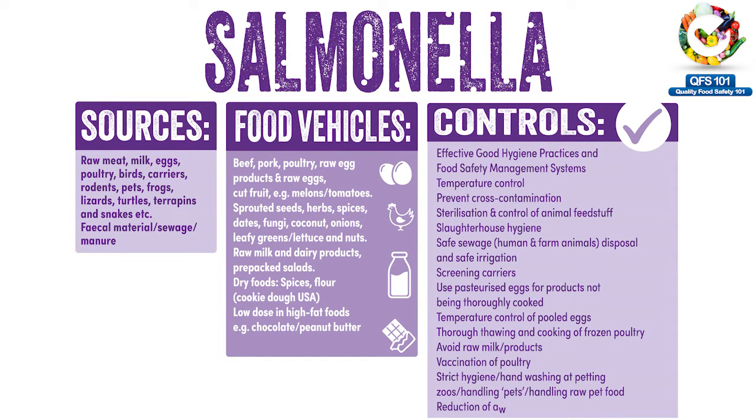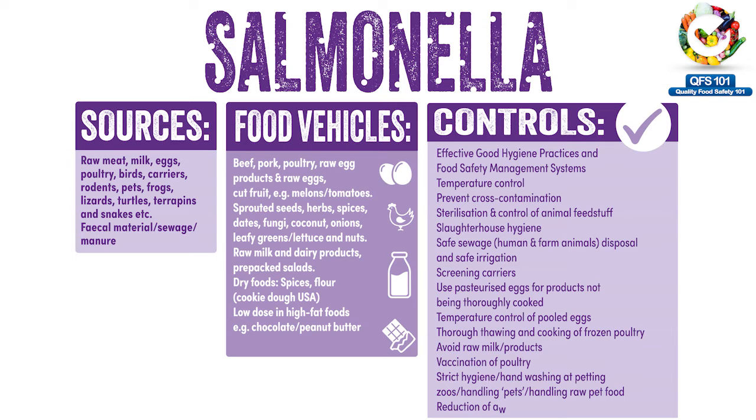The sources are the ones from where the actual story of the Salmonella journey starts. These are the things which start the journey or the route of the Salmonella within a food system. So it could be raw meat, milk, egg, etc. Food vehicles are those items which are easy to get contaminated with Salmonella, or through which Salmonella infections have spread to human beings in the past. So raw eggs, beef, pork, poultry, and some low dose high fat items as well, like chocolates or peanut butter, have a history of Salmonella infection spreading. And then there are a whole list of controls.